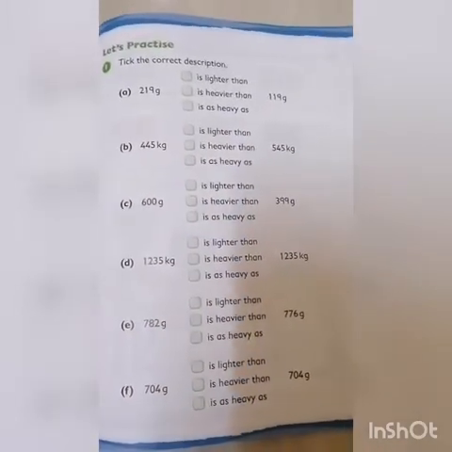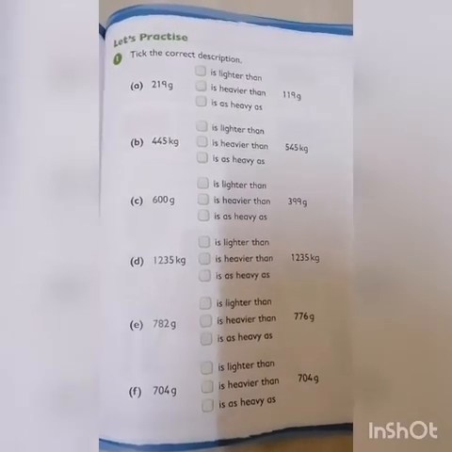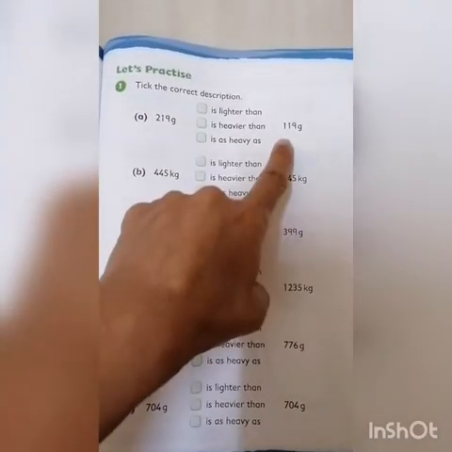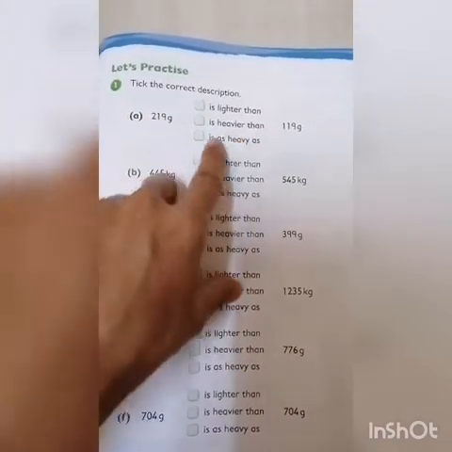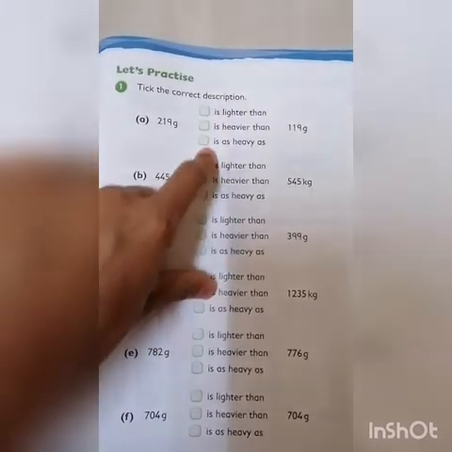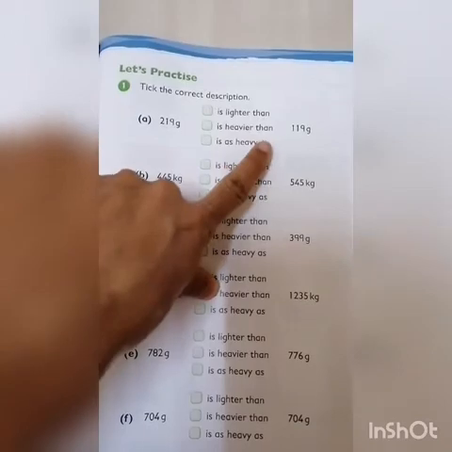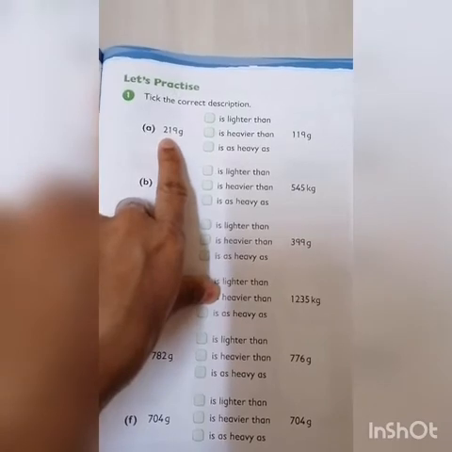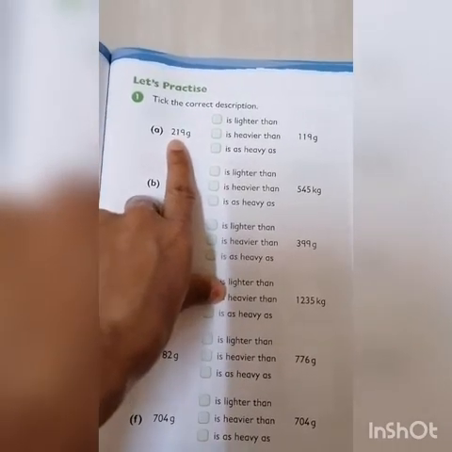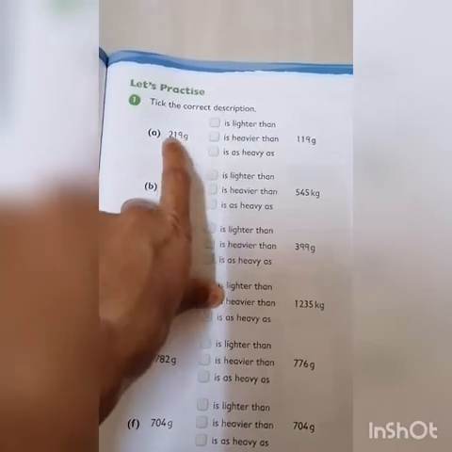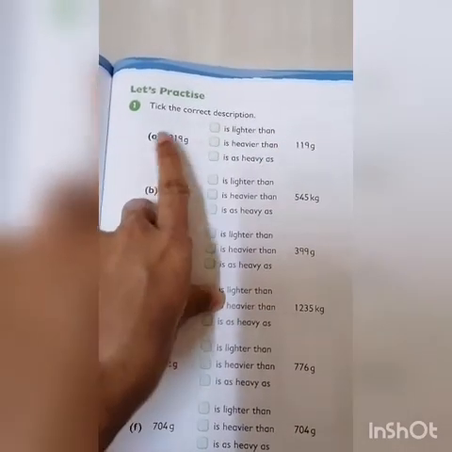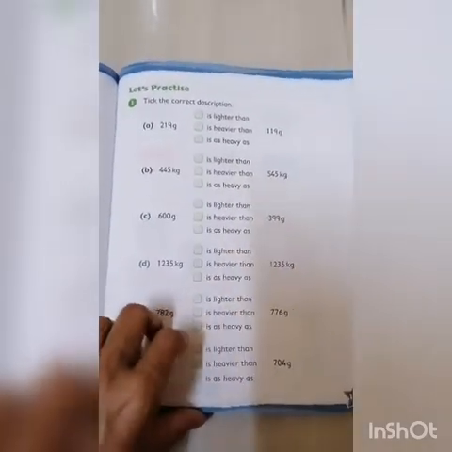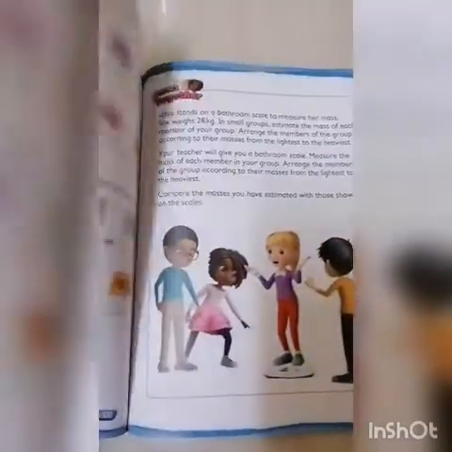For your exercises, take the correct description. Now we have numbers like 219 and 119 grams, okay? I want to take the correct one. Let's read the options first. Is lighter than, is heavier than, is as heavy as. Now 219, do you think it is bigger or smaller or the same? It is bigger. Why? Because 2 is bigger than 1, right? So it is heavier than. So we tick this. And you complete the others as follows. This one is page 175.